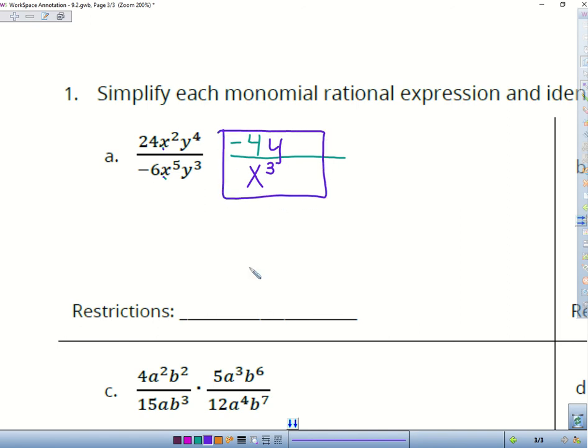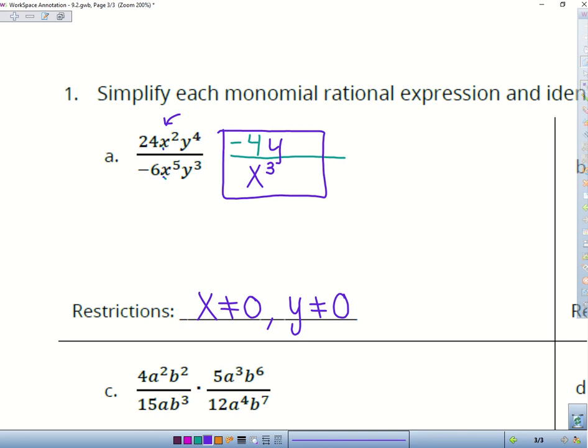Now, what I forgot to do is get the restrictions. So in order to get the restrictions, I actually have to go back to the original monomial here. What can't x and y be in this one? What would give me a problem if either one of them were what? 0. If x or y were 0, wouldn't that make my whole denominator 0? Because when you multiply by 0, what do you get? 0. So that's my final answer, and that's how you do it.